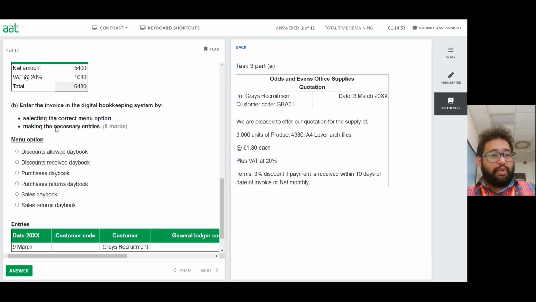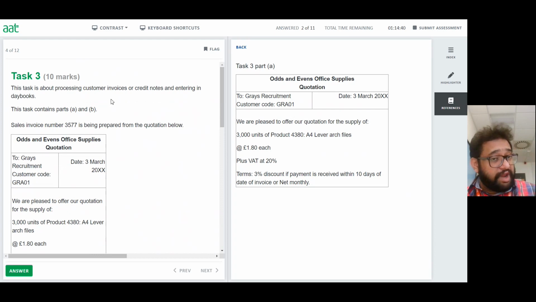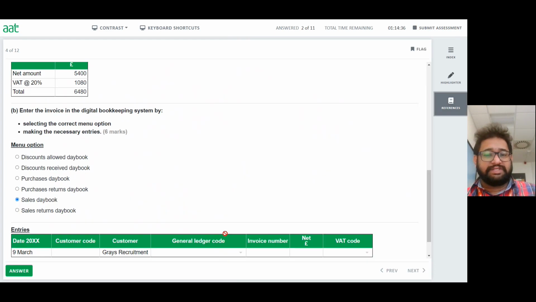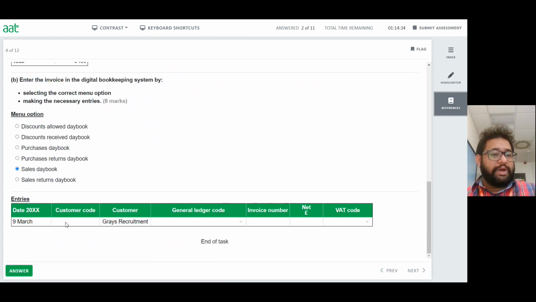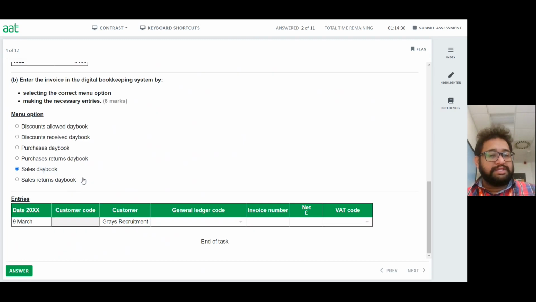So here they're asking one more question: enter the invoice in the digital bookkeeping system by selecting the correct menu option. Therefore, the correct menu option here is going to be what? Because we are working on customer invoices, this is a sales daybook transaction. So I'm going to come out of this so I can find the customer code. If you go back here, the customer code is GRA01.